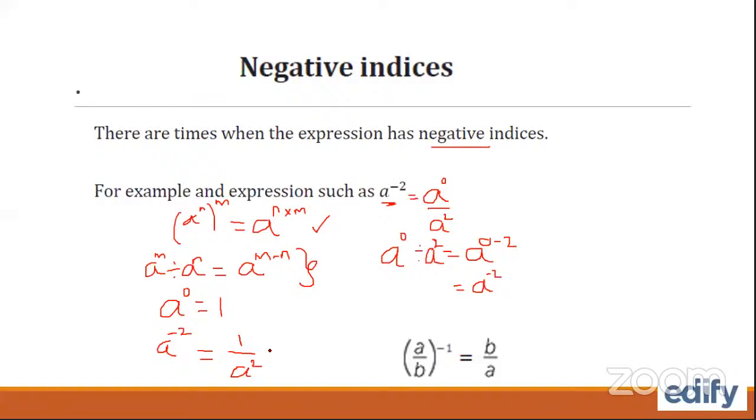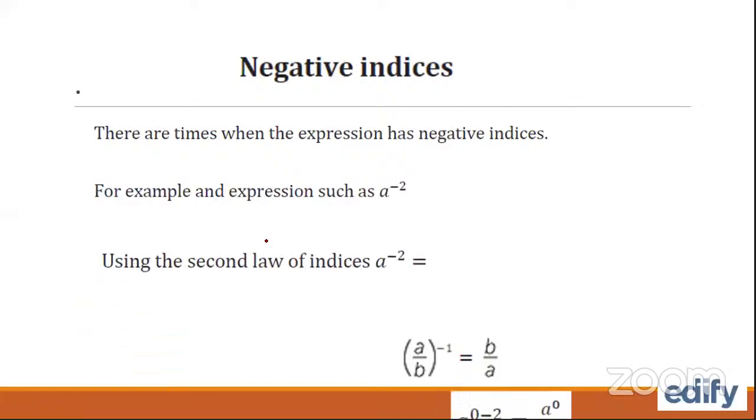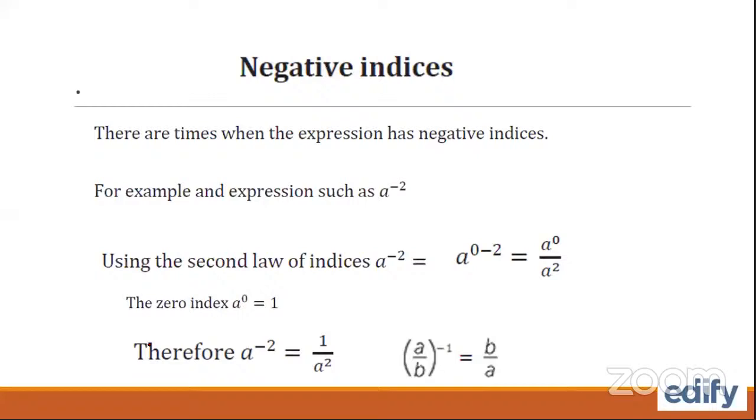So this is what we do with negative indices. When any power is raised to a negative index, we use the second law to solve it, and by so doing, we make it a fraction. We shall have 1, and the negative will be the fractional part of it. Wherever you see a negative, we are going to see more examples here. Therefore, a to the power negative 2 is the same as 1 out of a squared.